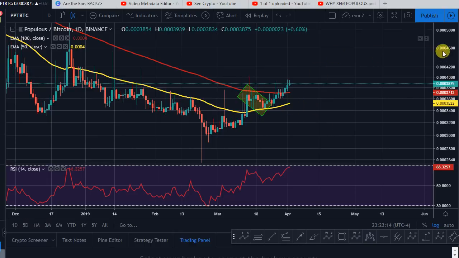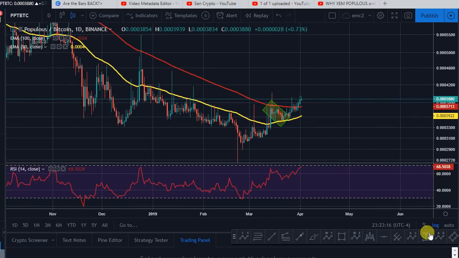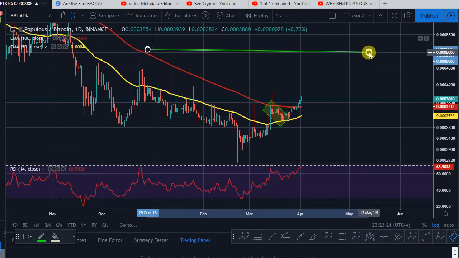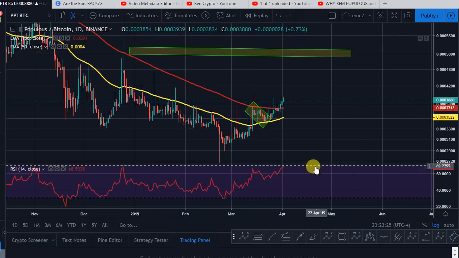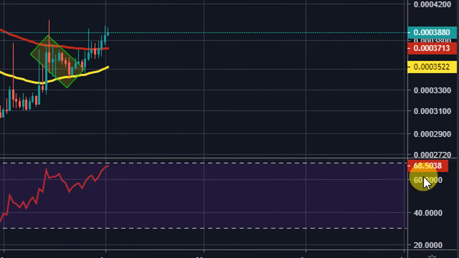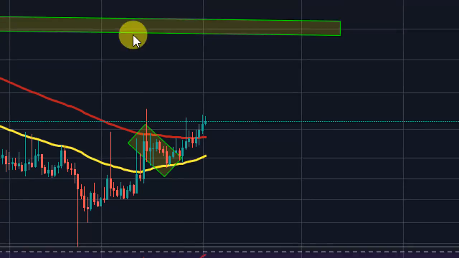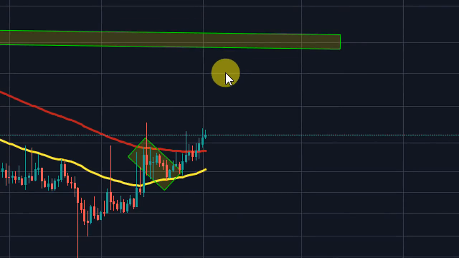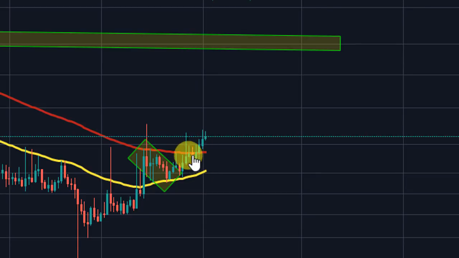So the next target for POPULOS is nothing but to challenge this area, just about this area. I'm looking for 50 to 55,000 sats, very shortly. Even though the RSI is pretty extended for the type of target, it's already at 68. So this 50,000 to 60,000 sats has to be very quick. If we're going to get 50,000 sats in April, it has to be very quick. Otherwise, POPULOS can just take a stand with some one-to-one extension.